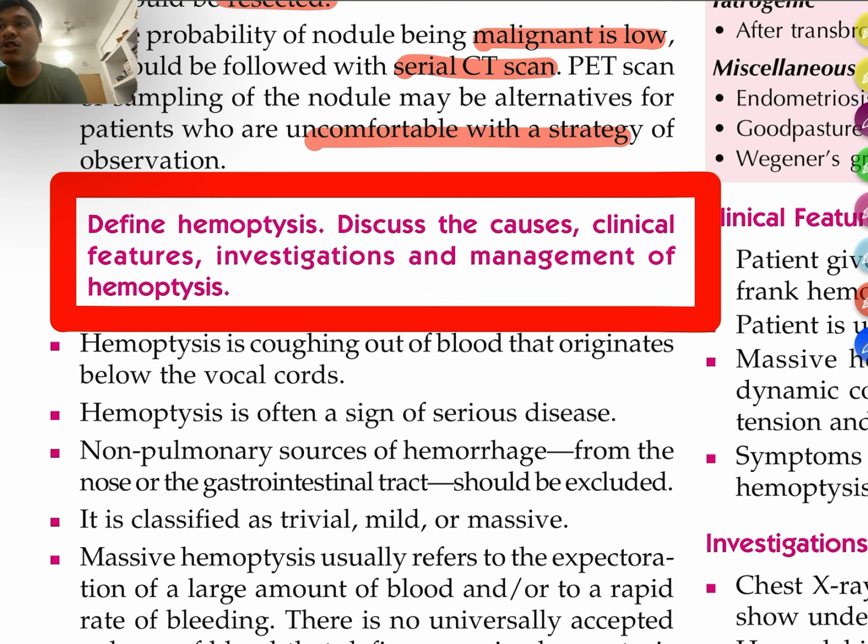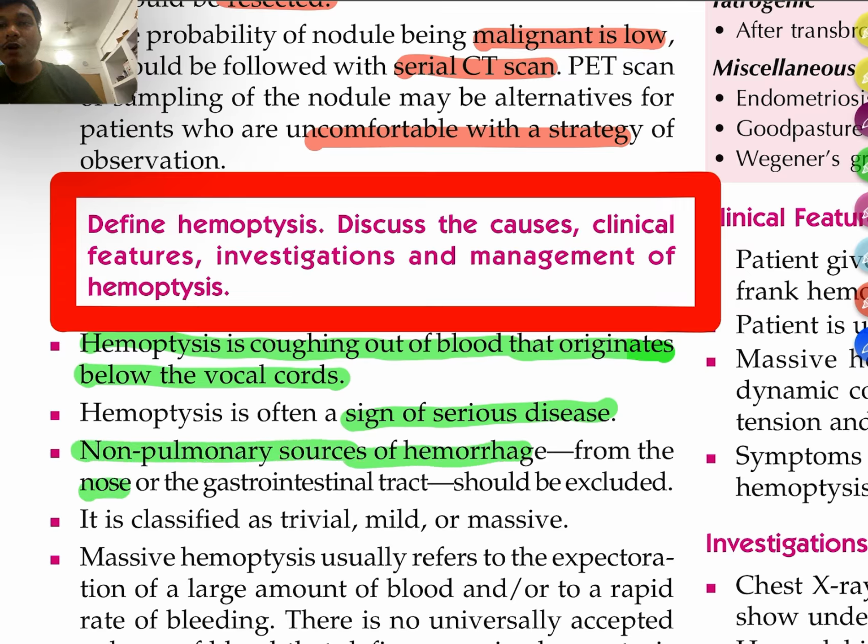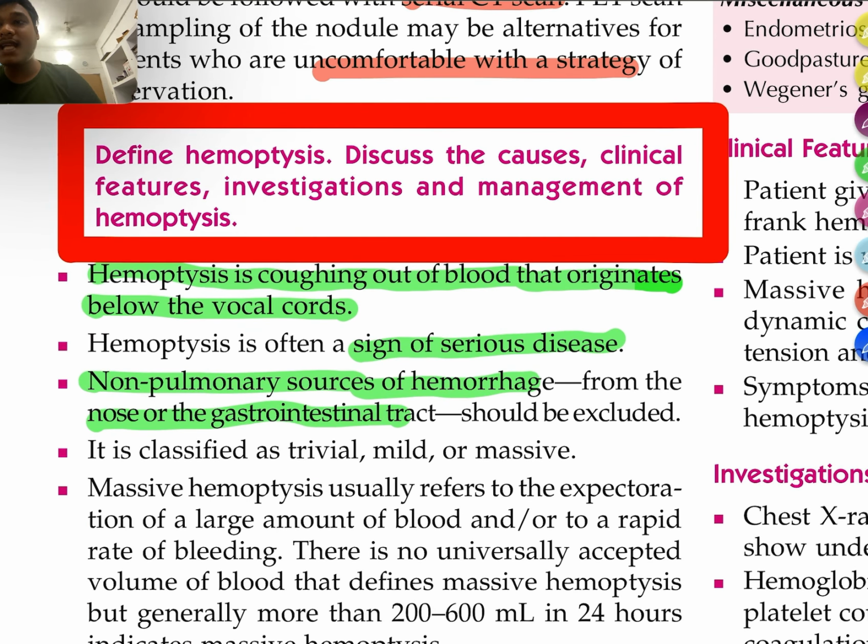Okay, next question is hemoptysis. What is hemoptysis? Blood during the cough. In cough, blood is also present. So hemoptysis is coughing out of blood that originates below the vocal cord. Obviously, if the source of origin of blood is below the vocal cord, then we call it hemoptysis. It is often a serious sign of disease. Non-pulmonary sources of hemorrhage from the nose, nasopharynx and GIT will be excluded.